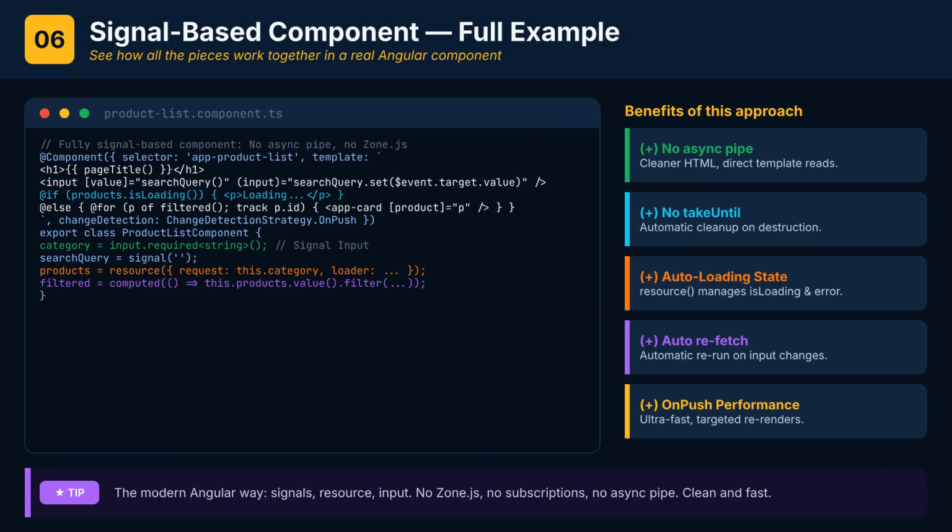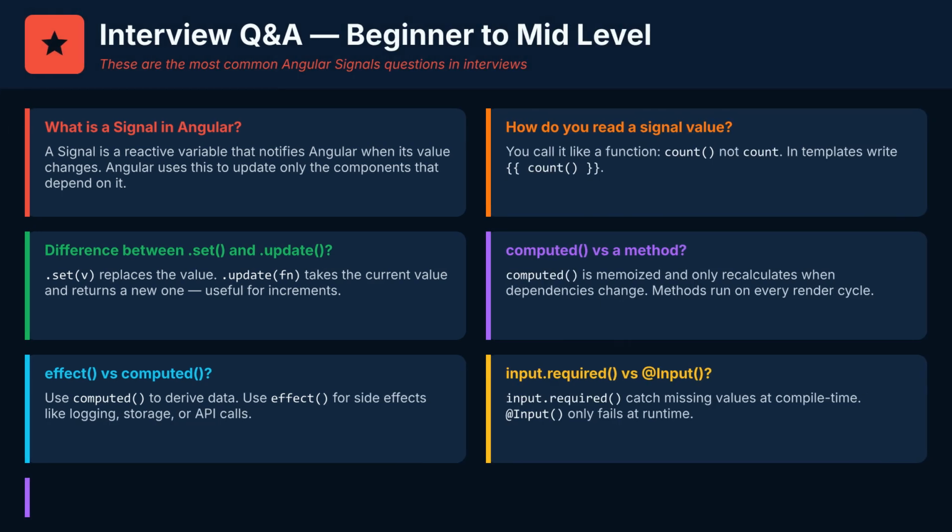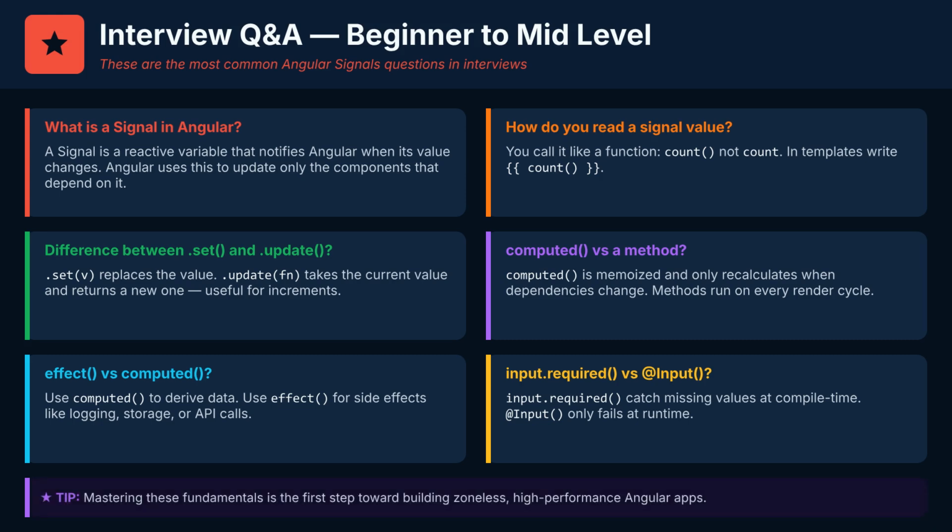Module 10 presents the NGRX signal store for simple state management. This replaces much of the complexity of traditional NGRX by using signals for all state and plain functions for all methods. Signal store uses withState to define the initial state, withComputed for derived signals, and withMethods for state-changing actions. It also includes withHooks for lifecycle methods. This approach is much simpler to learn and use.